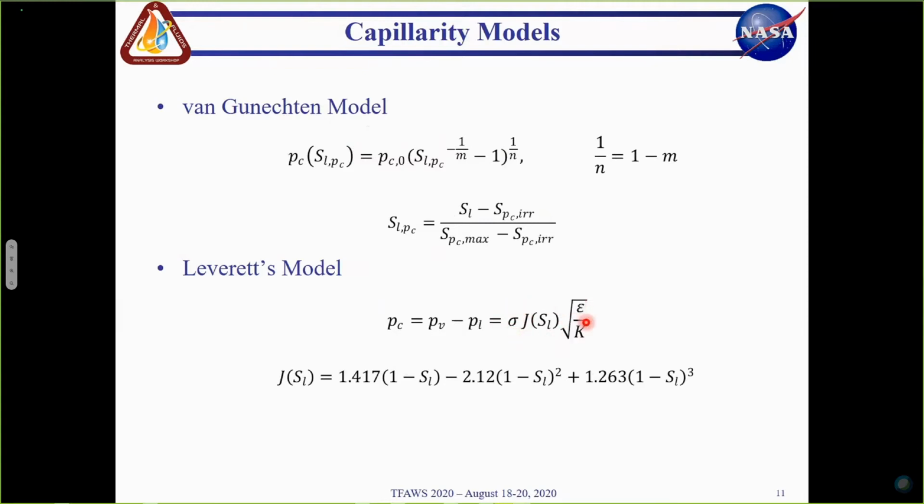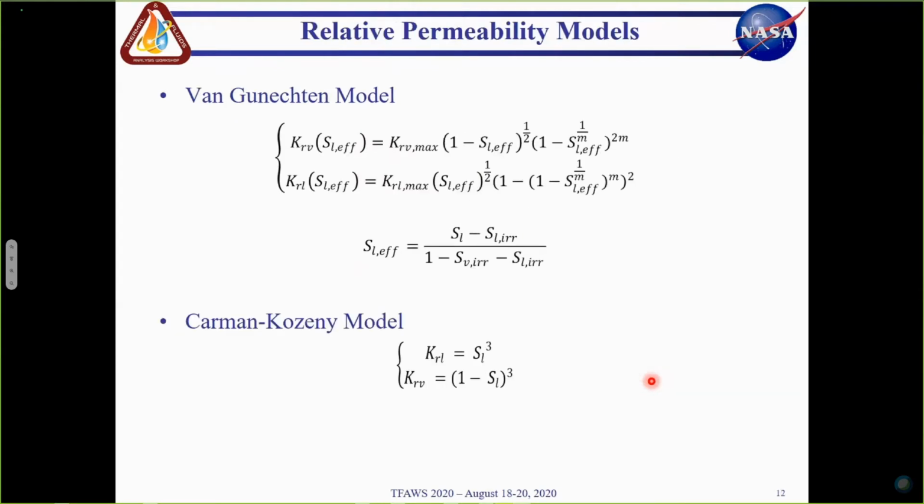We have implemented this Leverett model into our solver as a library, and the capillary pressure is calculated based on this interfacial tension, capillary J function, porosity, and the permeability. This capillary J function is calculated from this polynomial based on the saturation. From both of these models, we can easily say that with the decrease in the saturation, capillary pressure will be increased. To calculate the relative permeability in the pressure equation, relative permeability models are used.